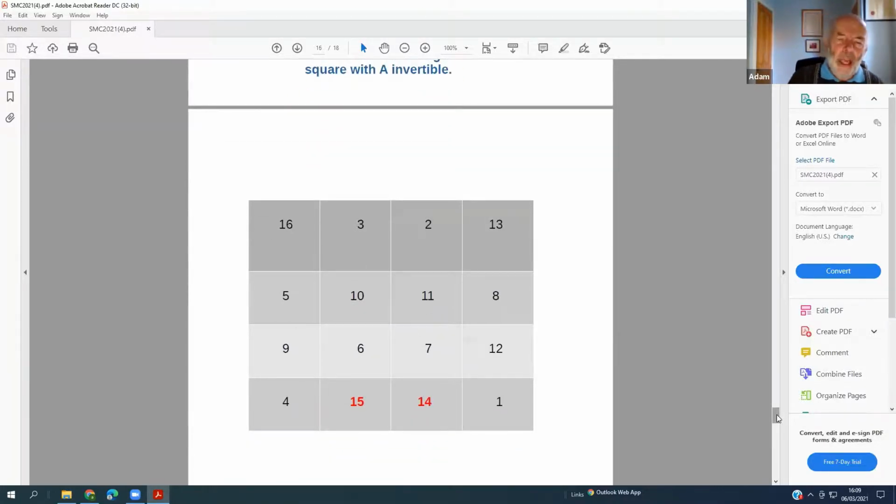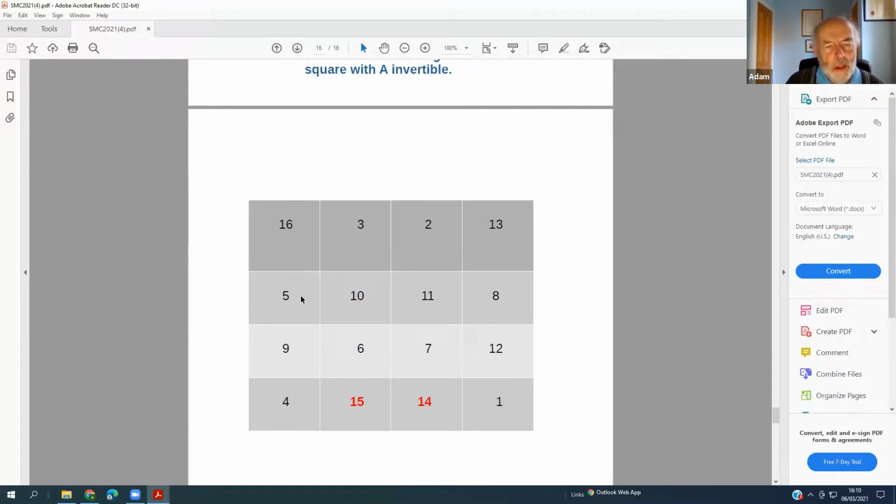Here's a very famous 4 by 4 magic square. It's the numbers 1 to 16. And you can easily check that each row, column, and diagonal adds up the same thing. The magic constant this time is 34. But this has an extremely rich structure.